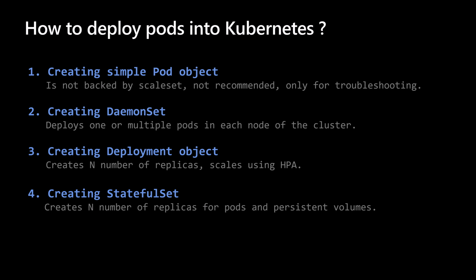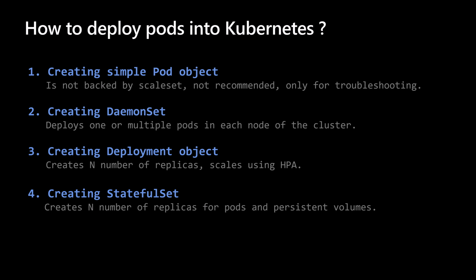Third option would be to use the deployment object. And this object is very interesting because it allows you to create a number of replicas that will be deployed in the nodes of your cluster, and it can scale out and scale down using the HPA, horizontal pod autoscaler. And that's one of the most used objects inside the Kubernetes cluster.